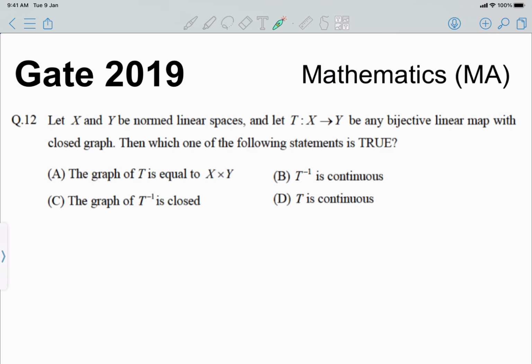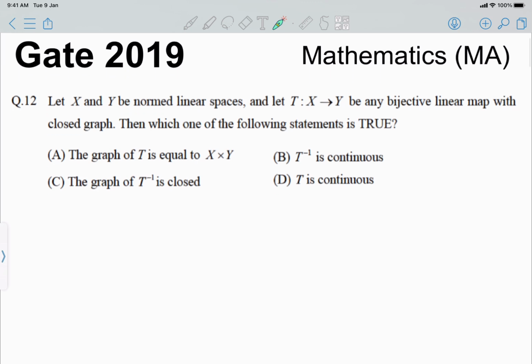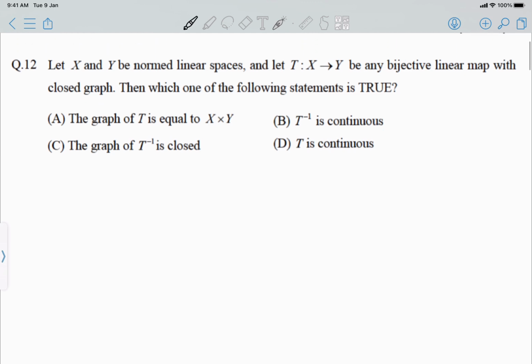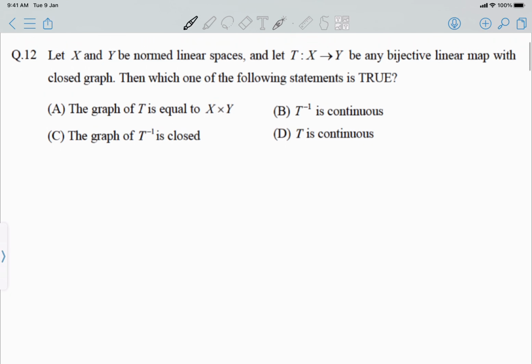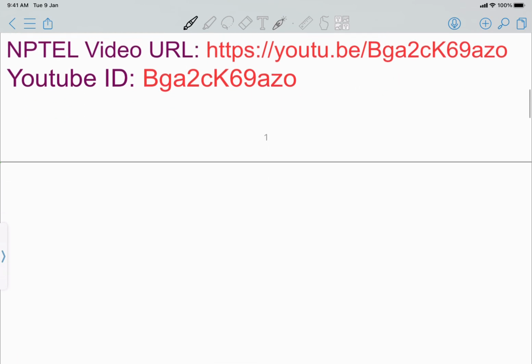So what is given is that X, Y are normed linear spaces, not necessarily Banach spaces, so they may not be complete. It is saying that the linear operator has a closed graph, but as X and Y are not necessarily Banach spaces, we cannot use the closed graph theorem, because for the closed graph theorem we need X and Y to be Banach spaces. So the first option is saying that the graph of T is equal to X cross Y. So let's check whether this is true or not.